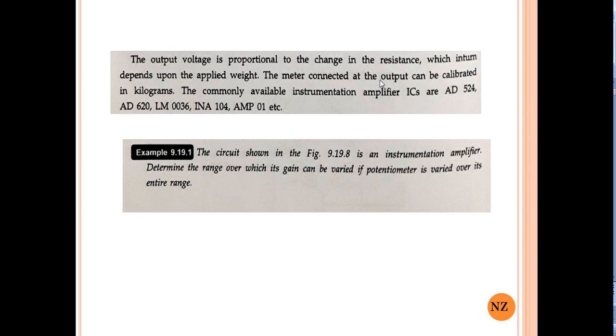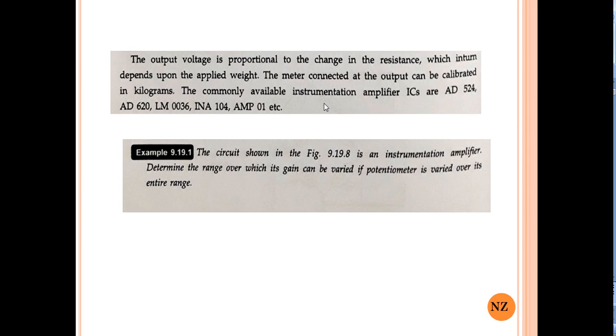So there will be certain meters connected at the output of the amplifier, that can be calibrated in kilograms. So the meter will be calibrated in kilograms. If there is any change in the weight, what happens? That particular output voltage will drive this particular meter and will reflect the change on the meter.